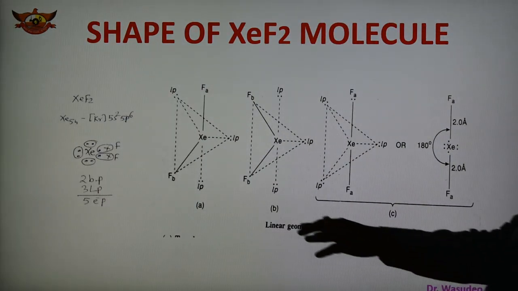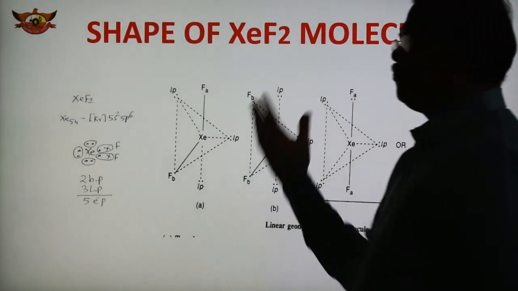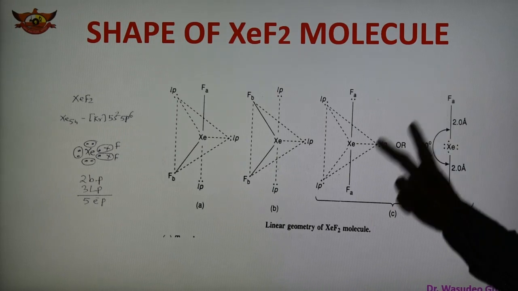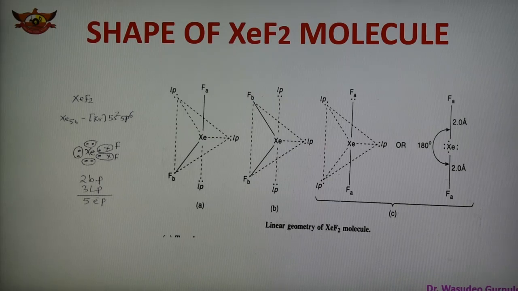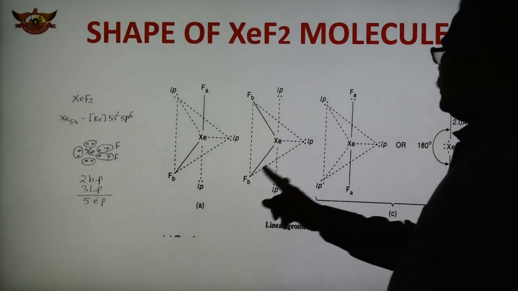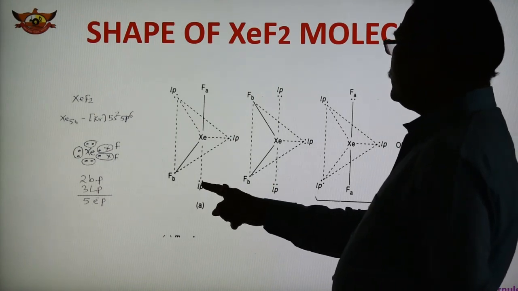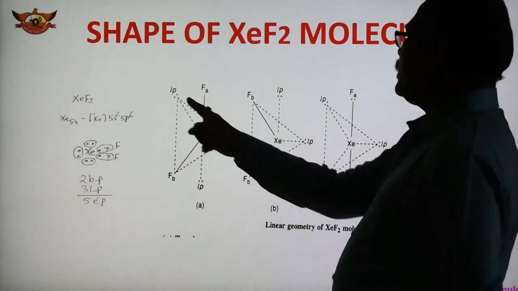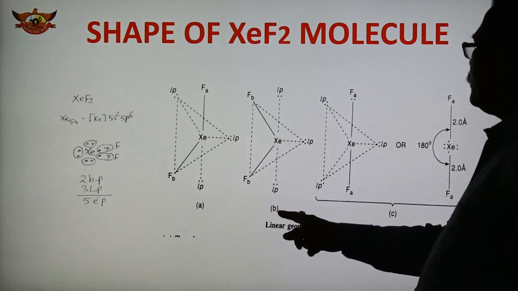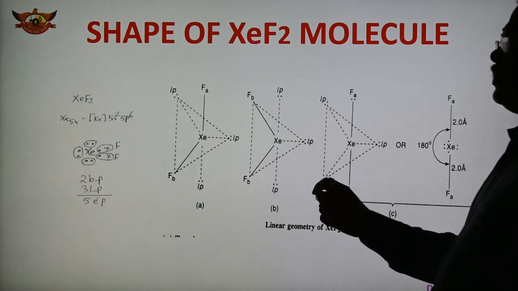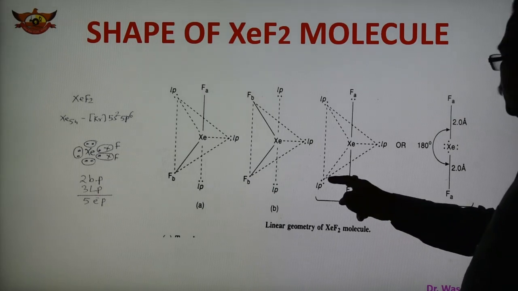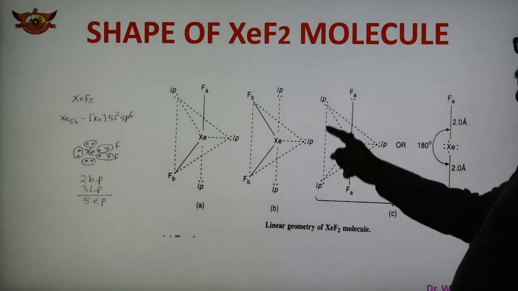Total electron pairs are 5. So on the basis of 5 electron pairs, out of which 3 are lone pairs and 2 are bond pairs, the shape of the molecule is trigonal bipyramidal. Now again there are 3 possibilities, A, B, C, of placing the 3 lone pairs of electrons. So in figure A, one lone pair is at axial position, 2 lone pairs are at equatorial position. In figure B, 2 lone pairs are at axial position and 1 is at equatorial position. In figure C, 3 lone pairs of electrons are at the equatorial position. See 1, 2, 3.